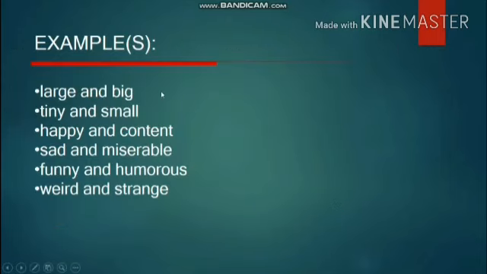These are some of the examples which you can see on your screen. We have large and big, tiny and small, happy and content, sad and miserable, funny and humorous, and the last one, weird and strange. All these words have the same meaning as each other. Large and big both have the same meaning, tiny and small both have the same meaning.